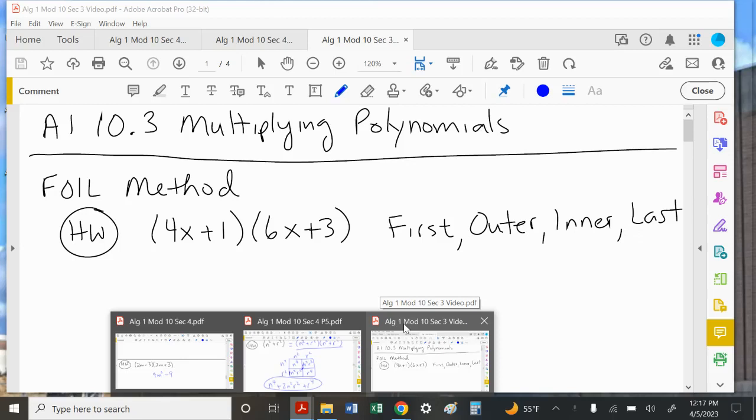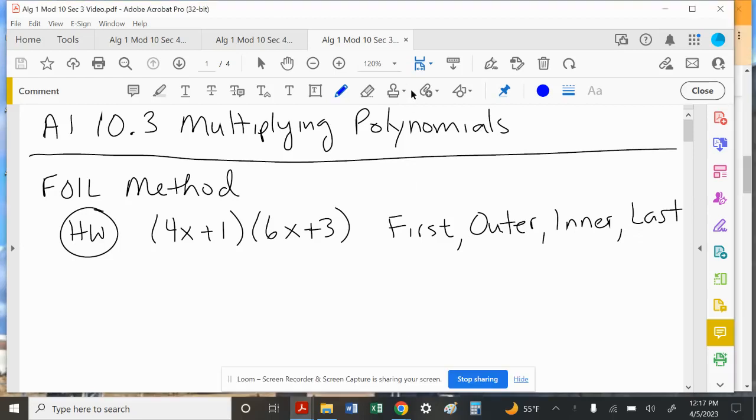Okay, let's go ahead and get started on 10.3. And this is really dealing with multiplying polynomials. So in the last lesson, we learned to multiply monomials by polynomials. Now we're multiplying polynomials by polynomials. And so notice we're going to go over the FOIL method, which you should already know. FOIL method is first, outer, inner, last. You can see by the first letter of each one that spells out FOIL.